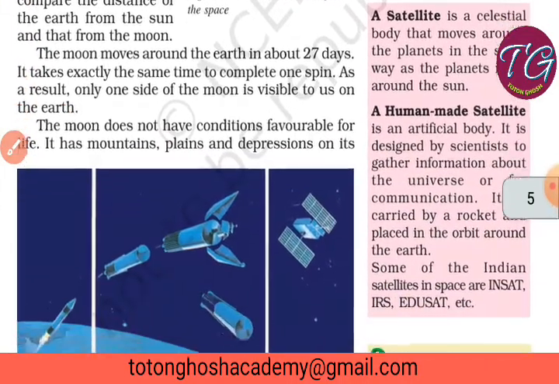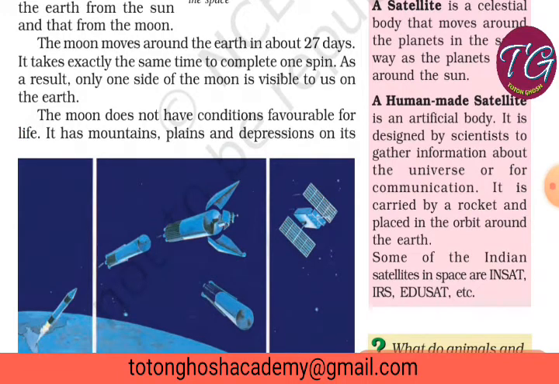This is a most important topic. The Moon moves around the Earth in about 27 days. It takes exactly the same time to complete one spin. As a result, only one side of the Moon is visible to us on the Earth.